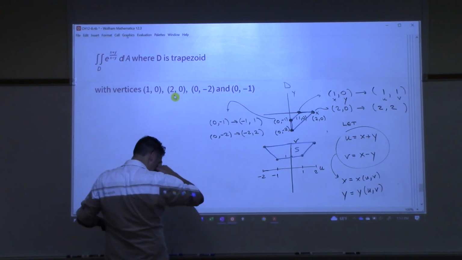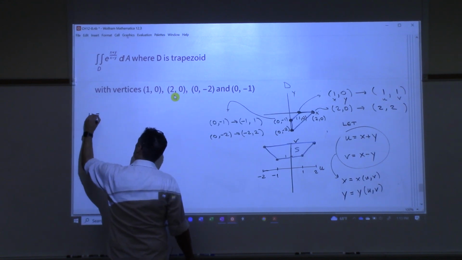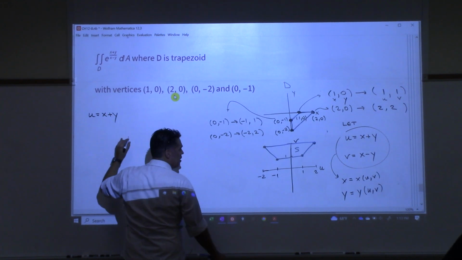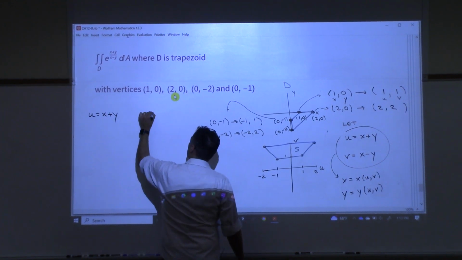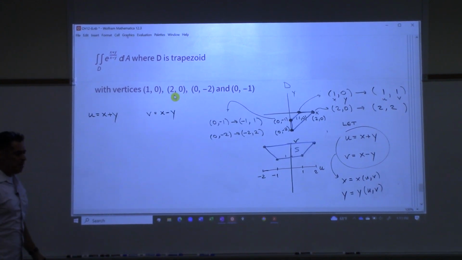Okay, I have u equals x plus y, and the other equation is v equals x minus y. And I'm going to move quickly through this.